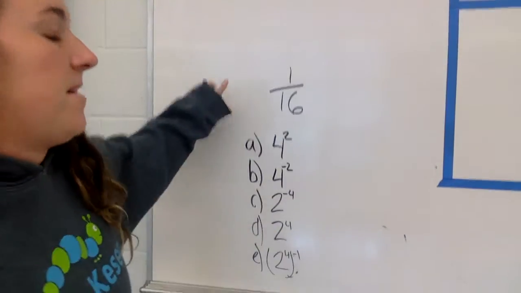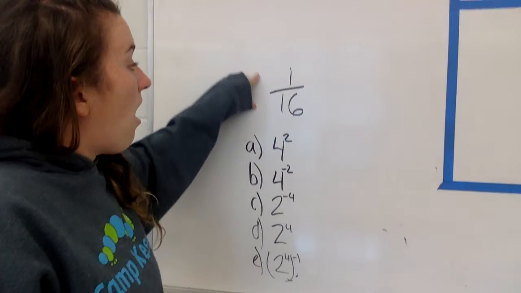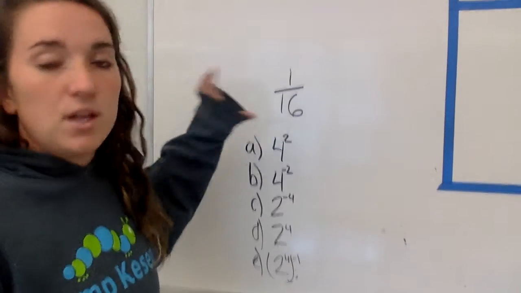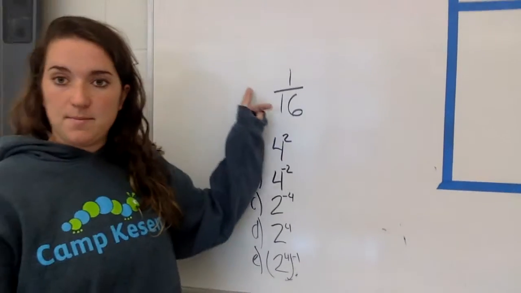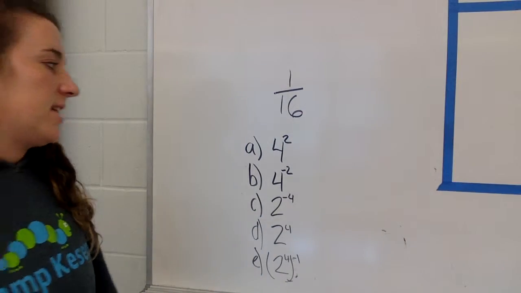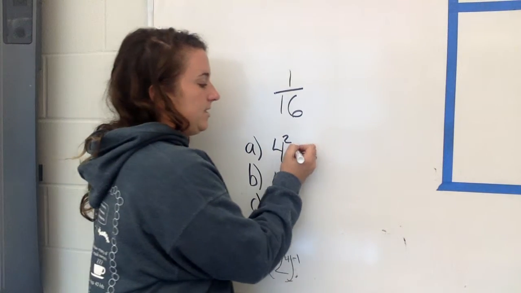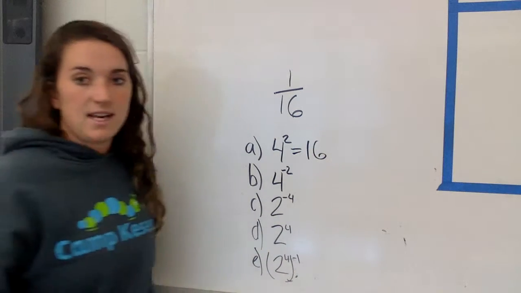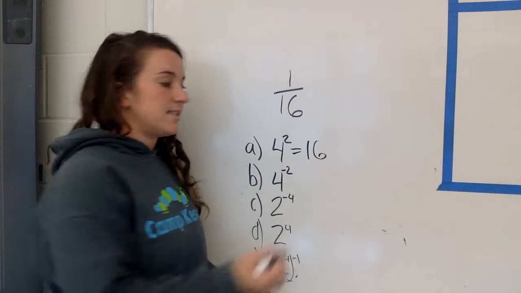Okay, our final problem on this video, the question is: circle all of the following that are equivalent to 1/16. Usually I start by simplifying my expression, but because I can't simplify this, I'm going to start this time by looking at my answer choices. 4 squared is 4 times 4, which equals 16. Is 16 the same as 1/16?